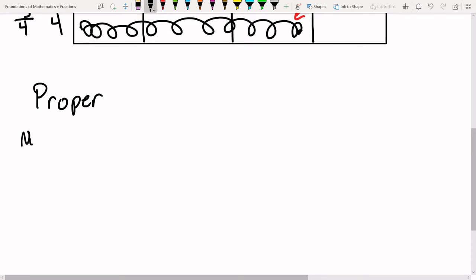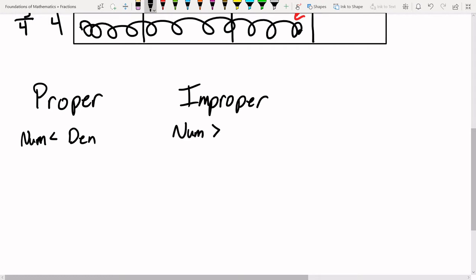That's where the numerator is less than the denominator. Improper fractions are where we are discussing more than the whole. So that's where the numerator is greater than the denominator.